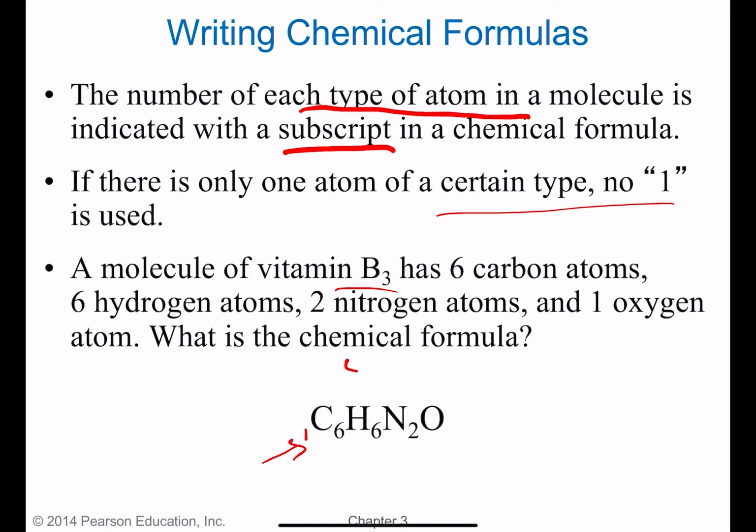So this would have 6 carbons and 6 hydrogens and 2 nitrogens and then just the one oxygen. And this is also usually the order. So when we have organic molecules, we like to write carbons first, and then hydrogen second, and then the other atoms after that. But there isn't necessarily a strict rule to that, but usually with organic molecules, we'll put the carbons first. That's just kind of a common thing.